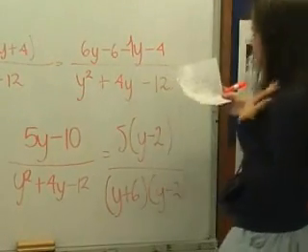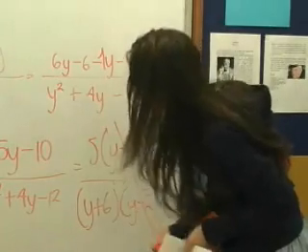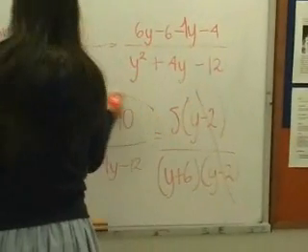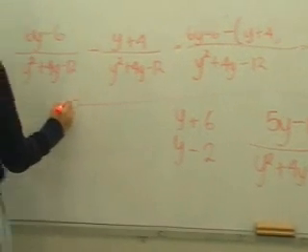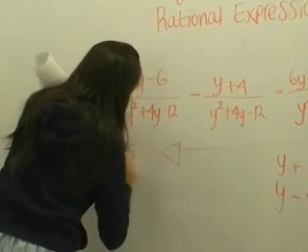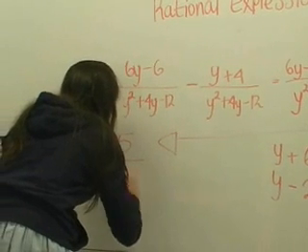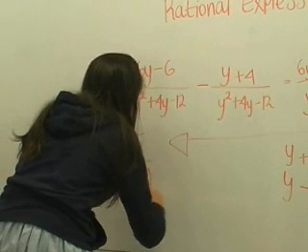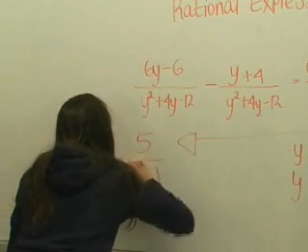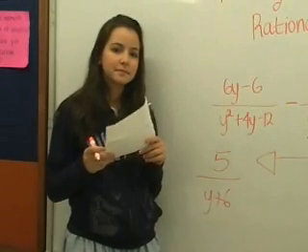Okay, now we can divide common factors. So we cross them out. And our final answer would be 5 over y plus 6. And when we simplify it, we take out the parentheses.